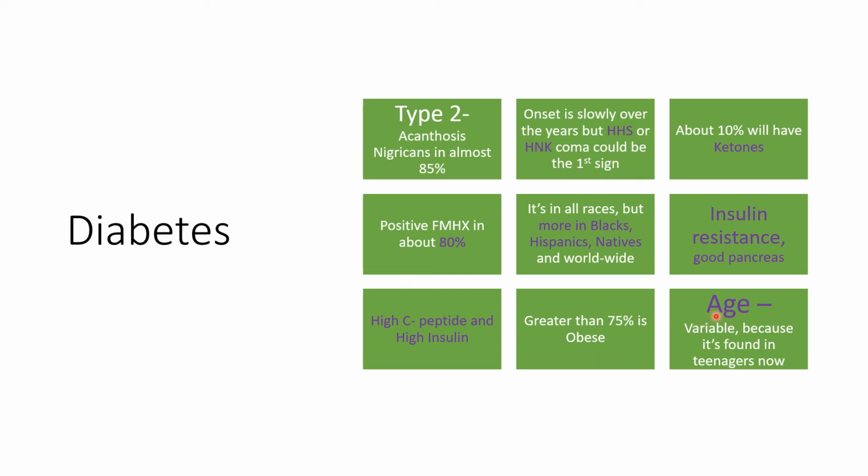Okay? The age of presentation here will be variable. Unlike type 1 that I said is childhood mainly, but it can occur in adults if autoimmunity sets in at adult age and destroys the pancreas. Here in type 2, I'll just leave it as variable, in the sense that the old medical textbooks would say adult, but now type 2 diabetes mellitus could be picked up in children. Once a child is obese, particularly teenagers, they can come down with type 2 diabetes mellitus.